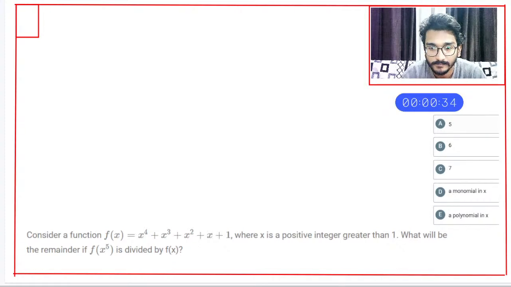Yep, any idea? Consider function f(x) equals x^4 plus x^3 plus x^2 plus x plus 1, where x is a positive integer greater than 1. What will be the remainder if f(x^5) is divided by f(x)? The question of the day, I can say now. The question is based on the remainder theorem. It looks like one polynomial is divided by another polynomial.